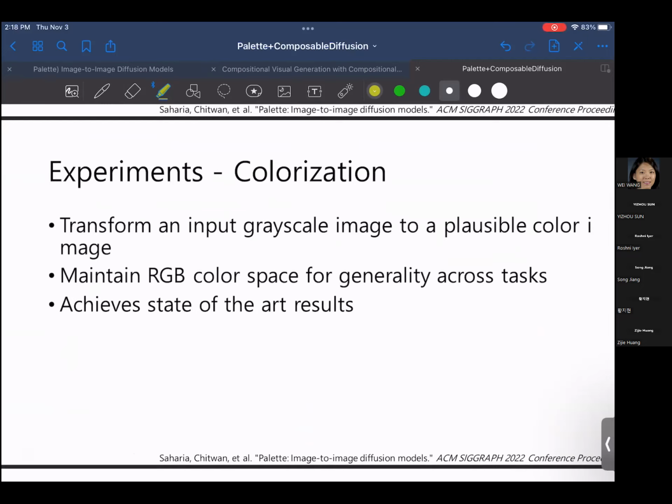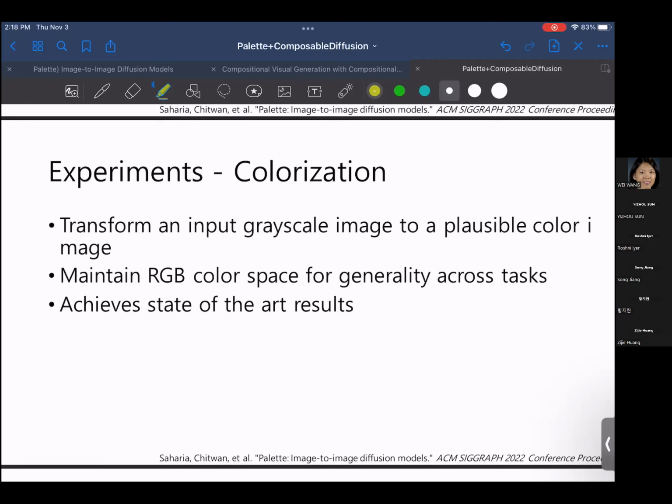In their experiment, they transform a grayscale input image to a plausible color image, as I've shown in the previous slide. One of the things that they did differently from the previous papers is that they maintained the RGB color space for generality across tasks, whereas other proposed papers use something like LAB color space, which allows them to quantify the color using an independent color space. But this paper says that the diffusion model can just use RGB color space without an independent color space.